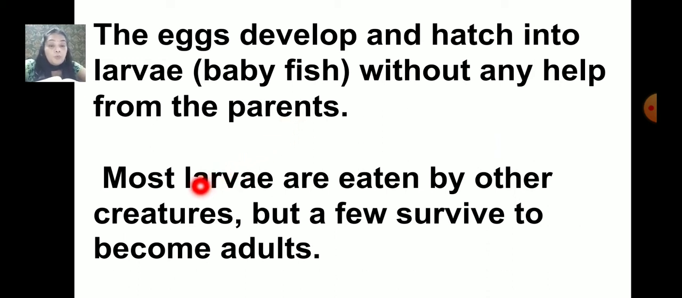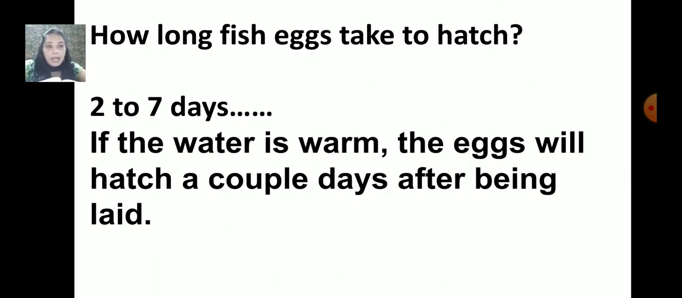Most larvae are eaten by other creatures. The other creatures also living in the water, right? Like crabs, snakes, and other big fishes. They all eat the baby fish. But a few survive to become adults. So a few baby fishes survive, and they will be alive to become adults.